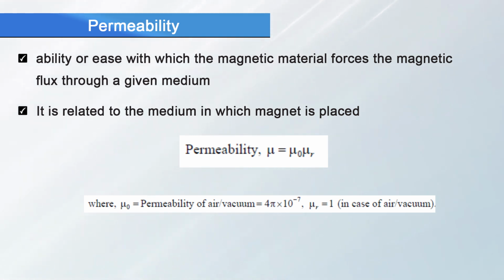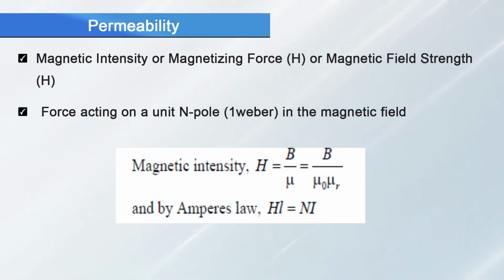So, this constant plays a fundamental role in electromagnetism, particularly in the equations which describe the magnetic fields generated by currents. Next is magnetic intensity or magnetizing force H, also known as magnetic field strength. The magnetic intensity at a point in the magnetic field is the force acting on a unit north pole, 1 Weber, placed at that point.